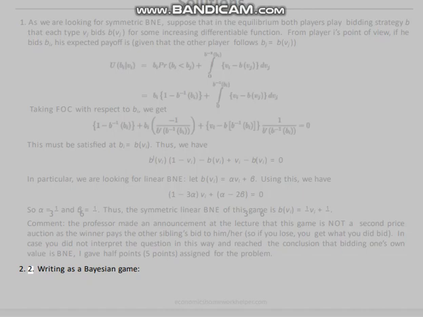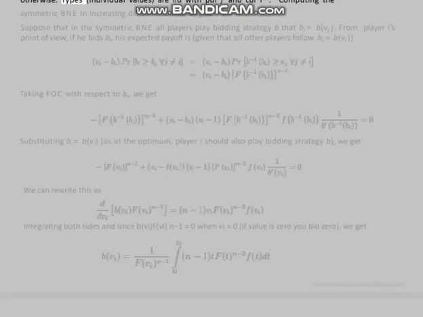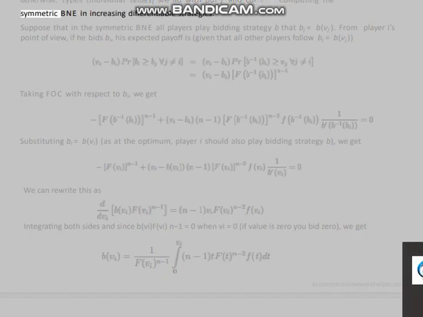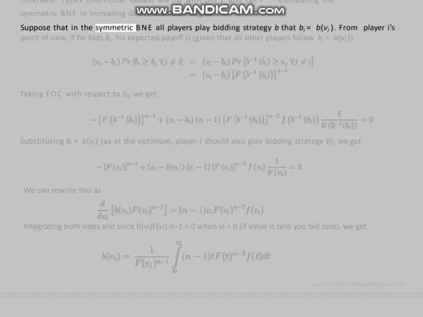2. Writing as a Bayesian game. Types: individual values, are i.i.d. with PDF f and CDF F. Computing the symmetric BNE in increasing differentiable strategies. Suppose that in the symmetric BNE all players play bidding strategy B, that is, b_j equals B(v_j).